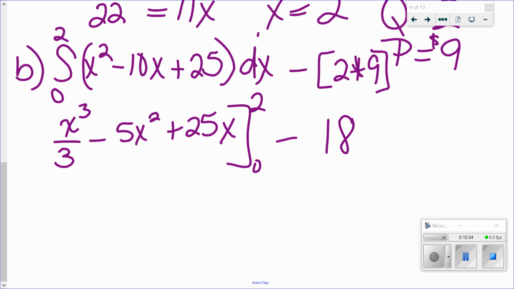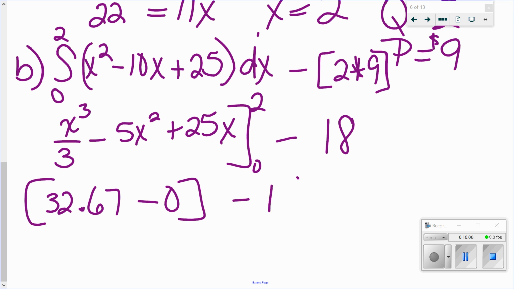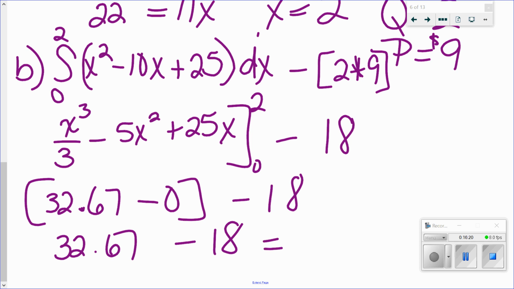And if we evaluate that at 2, we get 32.67. And if we evaluate that at 0, we get 0. Okay, and from that we want to subtract 18. So we get 32.67. That is the area under the curve. We are subtracting out the rectangle, which was 18, and we get 14.67 as our consumer's surplus.